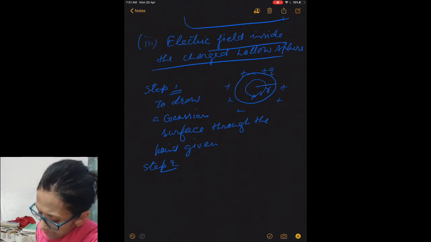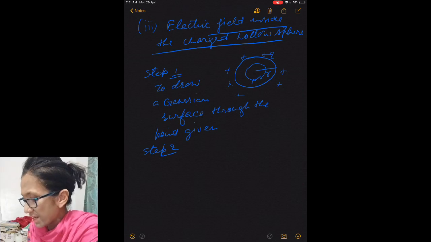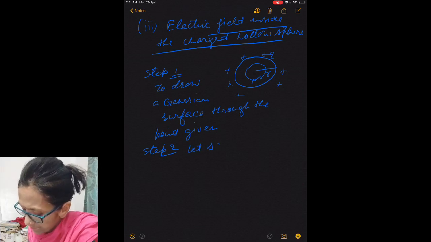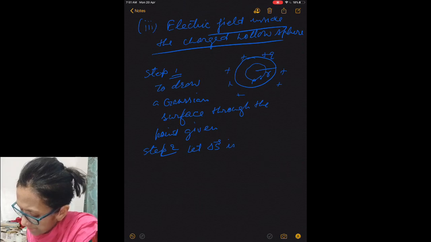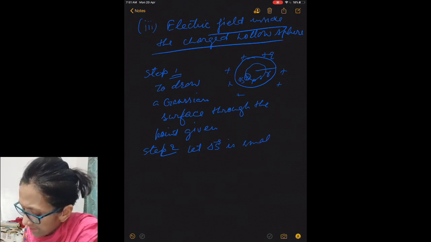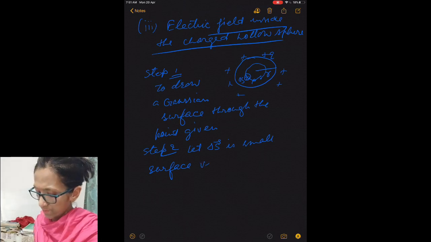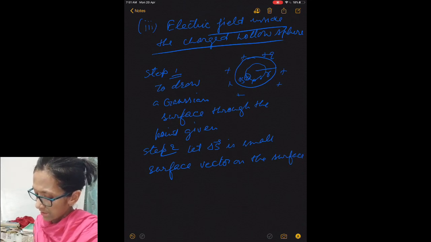Step 2, second work you will do, to take a small surface vector. Let del S vector is small surface vector. Let me take small surface vector del S here, small surface vector on the surface.